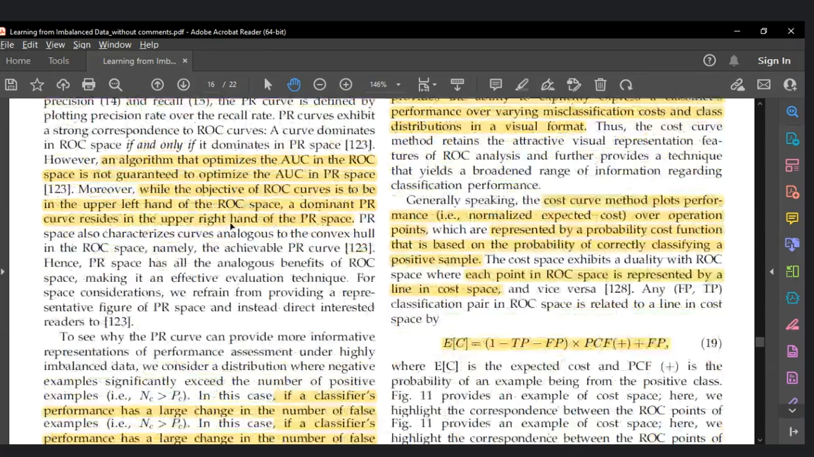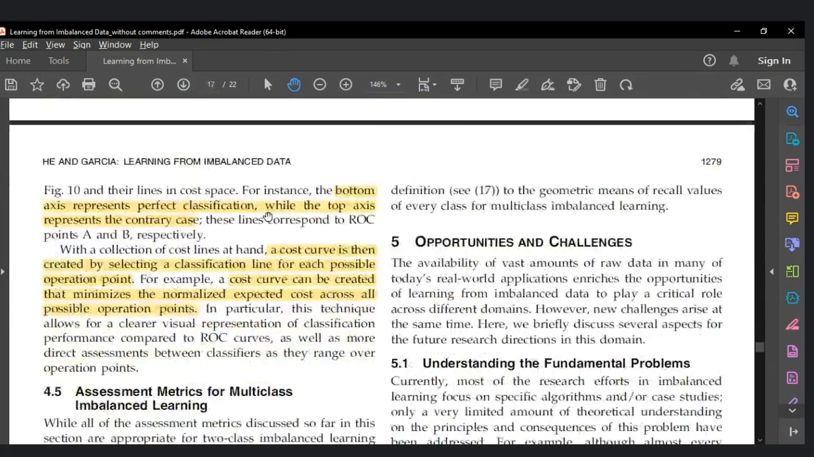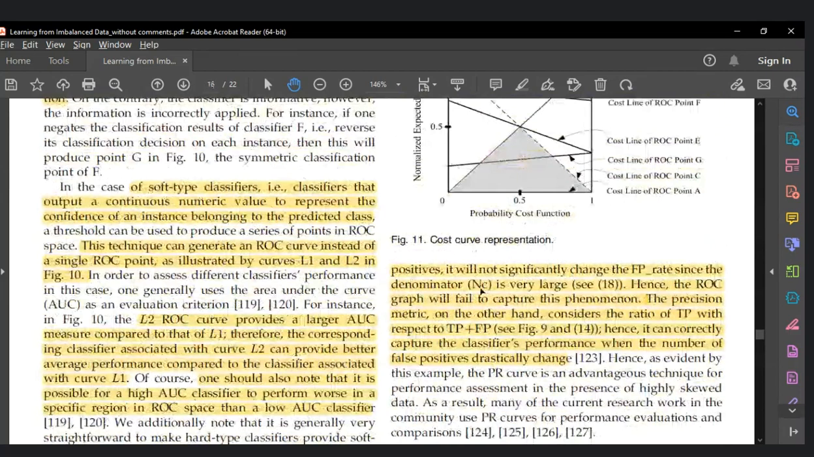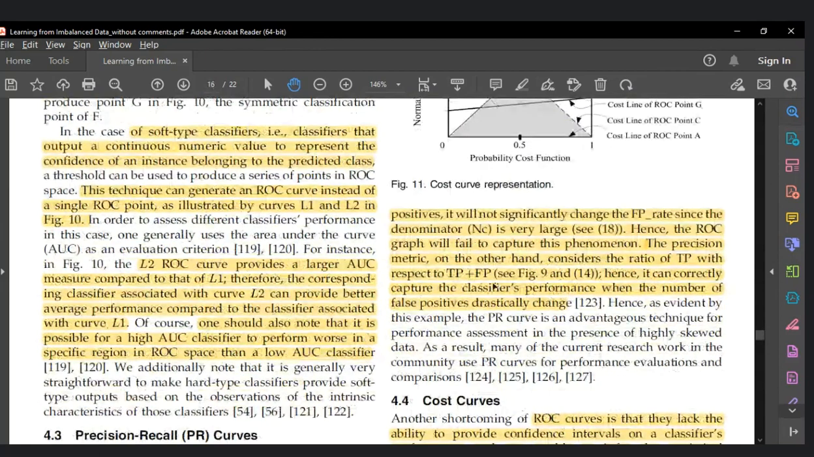Sorry, not that one. It's here. Okay. So that's what it's saying here. ROC curve will fail to capture this phenomenon. Precision metrics, on the other hand, consider the ratio of true positives with respect to true positives and false positives. This can correctly capture the classifier's performance when the number of false positives drastically changes. So we just want to be able to capture the classifier's performance, even if our false positives are changing. This PR curve is actually not perturbed by that too much. It can still do a good job.